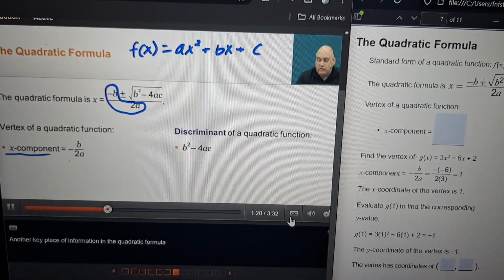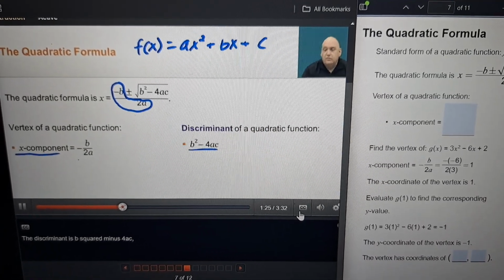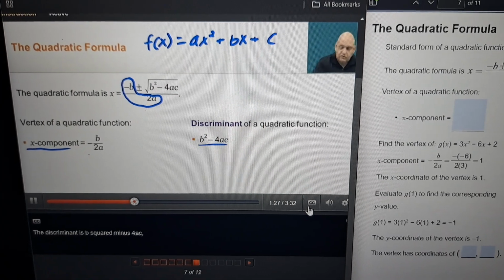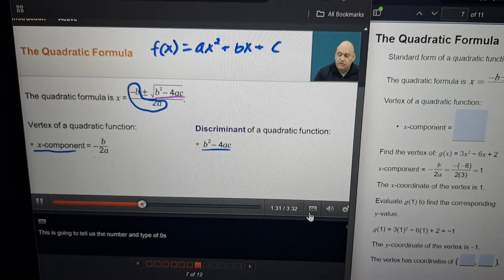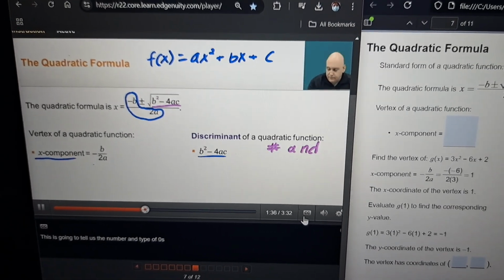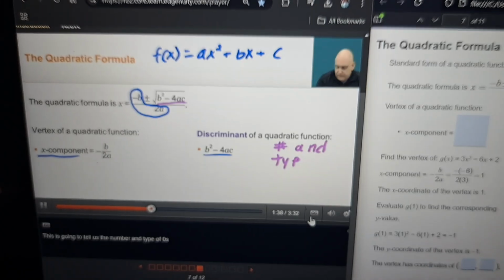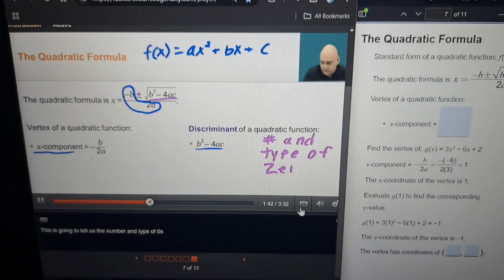Another key piece of information in the quadratic formula is the discriminant. The discriminant is b squared minus 4ac, which we can see as part of the expression underneath the radical. This is going to tell us the number and types of zeros that the quadratic function will have.